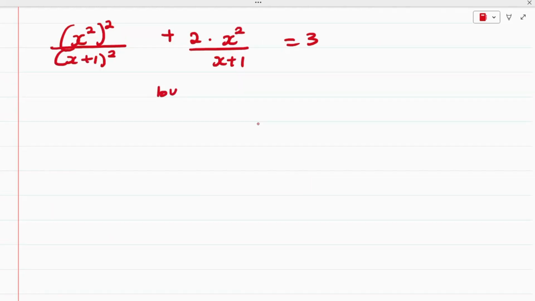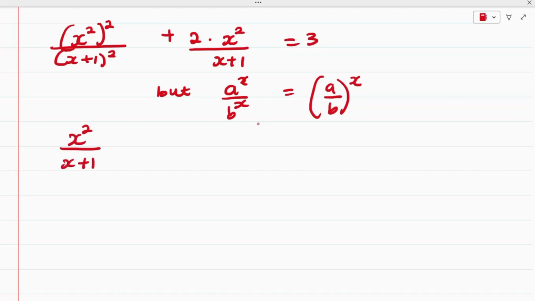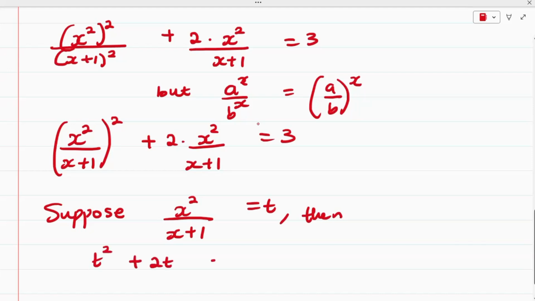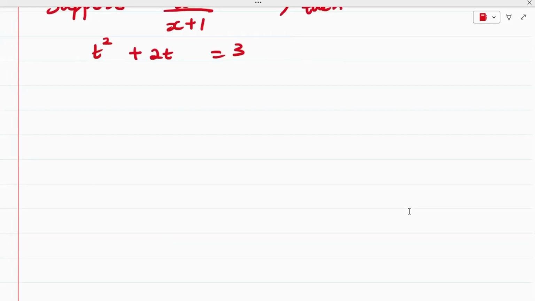But we know that if we have aˣ divided by bˣ, this can be expressed as (a/b) raised to the power of x. So applying this here, we have (x² divided by (x+1)) raised to the power of 2 plus 2 multiplied by x² divided by (x+1), and this is equal to 3. So at this point we want to say, suppose that x² divided by (x+1) is equal to t, then we have that t² plus 2t is equal to 3. So rearrange and set this to 0.